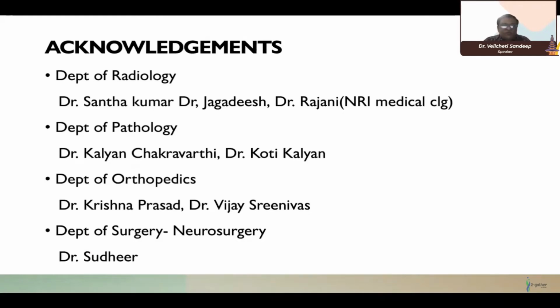So this patient has got treated further and finally became normal. The X-ray almost returned to normal in the second and third follow-up. Repeated biopsy also did not reveal any abnormality in the rest of the bone marrow, confirming that this is primary intramedullary lymphoma. These are my acknowledgements from the various departments.